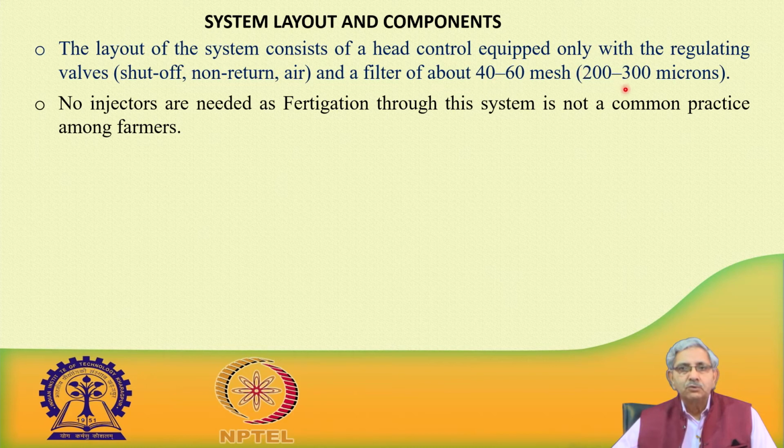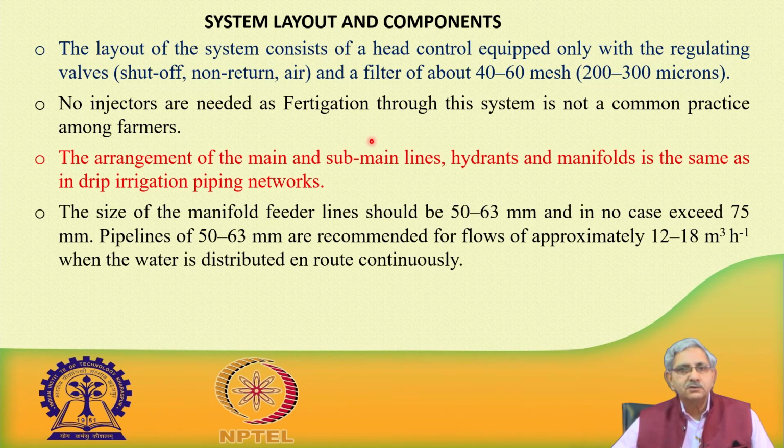The filter is 200 to 300 microns or 40 to 60 mesh, and no injectors are needed, because in this case fertigation is not done, except for a few fertilizers or chemicals that can be connected as and when needed. Other fertilizers may be harmful on the leaf of the plant. So, the fertigation system is not recommended for use in a micro sprinkler irrigation system.